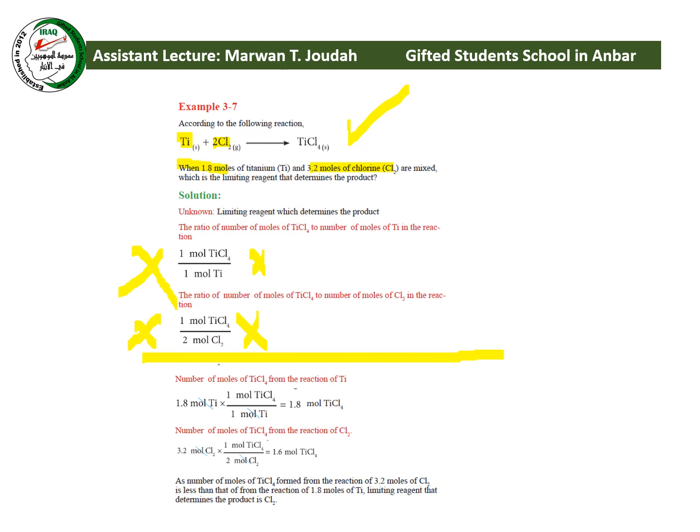Now, we have titanium here, and we have chlorine. We will take titanium and compare it with TiCl4, and then we will take chlorine and compare it with TiCl4 and see the result. So let's get started. For the first one, we will be comparing the titanium with TiCl4.